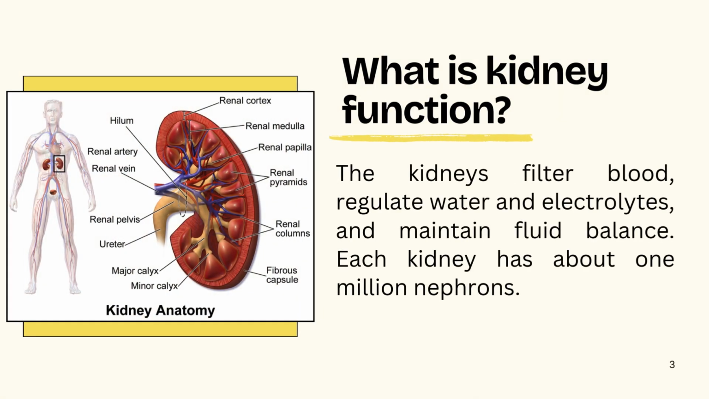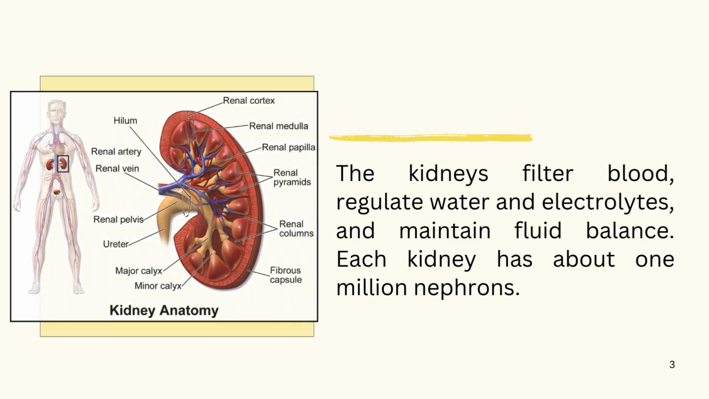What is kidney function? The kidneys filter blood, reabsorb essential substances, concentrate urine, and regulate water and electrolytes through hormonal control, ensuring fluid balance and waste excretion. Each kidney contains about 1 million nephrons.